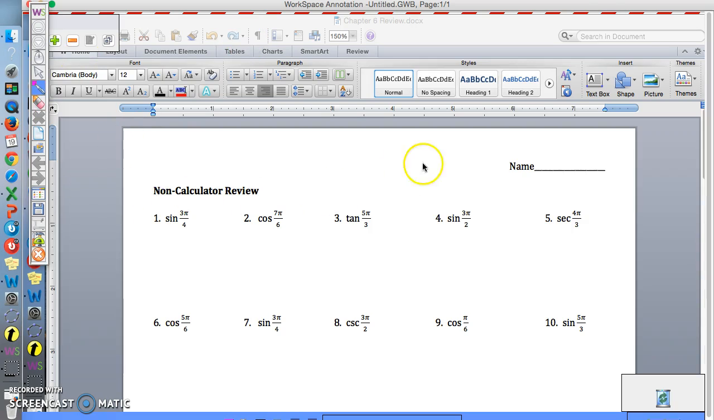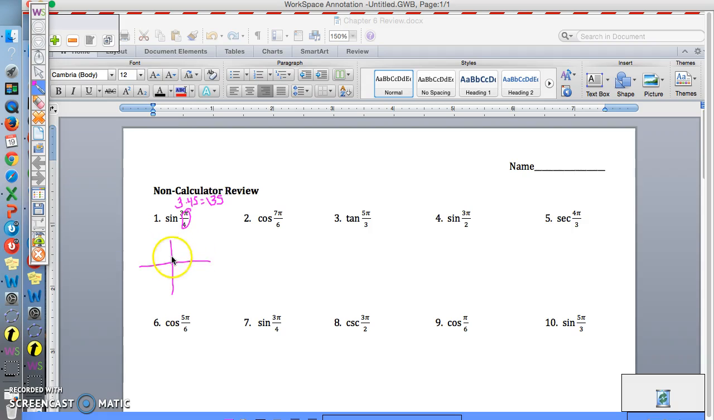So this first part on the non-calculator, we have to find the sine, cosine, and tangent, all these different trig functions here. So 3 pi over 4. And if you're not comfortable with radians, you could switch it to degrees. And remember, we said that shortcut, 180 over 4 is 45. So 3 times 45. So this is 135.